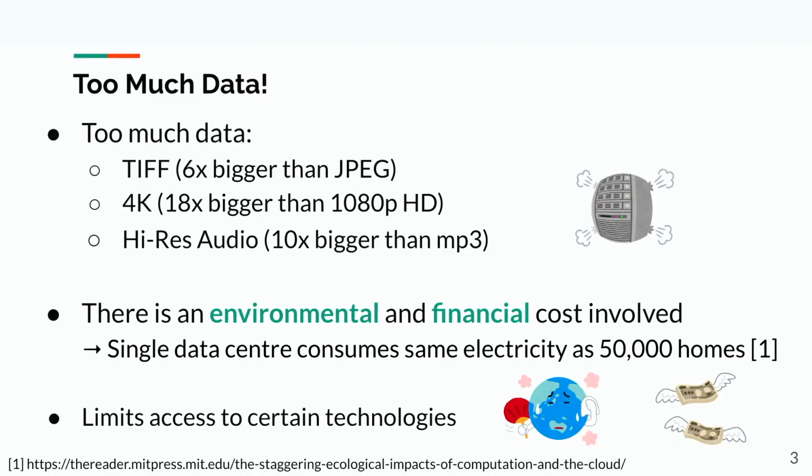And there's an environmental and financial cost involved with all of this data. If we're storing them on data centers, well, a single data center consumes the same amount of electricity as 50,000 homes. So, especially these days with the price of electricity, I can let you imagine quite how expensive that is. But the upshot is that it limits access to certain technologies. If you can't afford to access the data, if you can't access a data center, then you can't use these technologies.